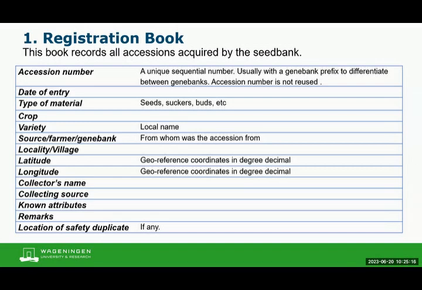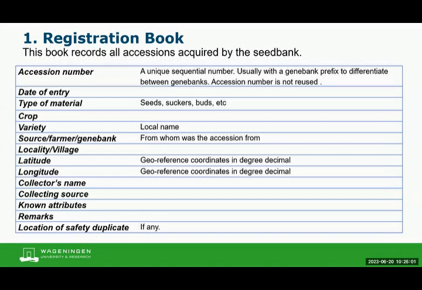The collector's name, source, known attributes. So this is also very important. What are the traits that it has? Are the fruits red instead of green? Or maybe it is a short duration variety, or maybe this variety can be used where the soil is affected by salinity. Are these characters there? Or does it have a very nice aroma, for rice? Just giving an example. So all these traits should be there. And some remarks and location of safety duplicate. Suppose whatever seed was coming, we are keeping it somewhere else also, maybe in the university gene bank. If it is there, we also enter this kind of information.